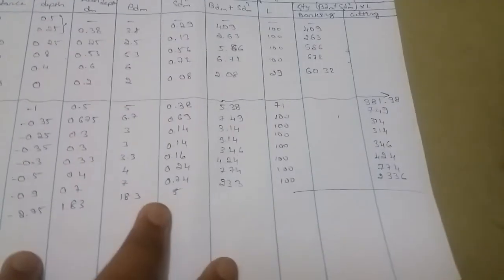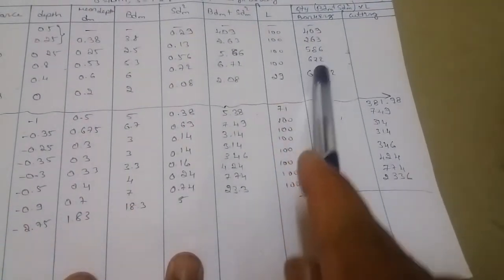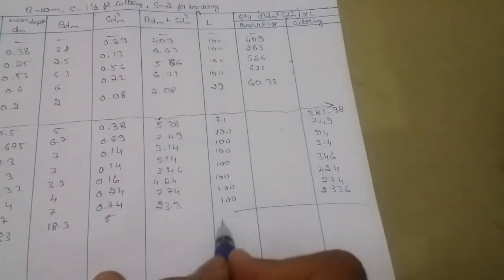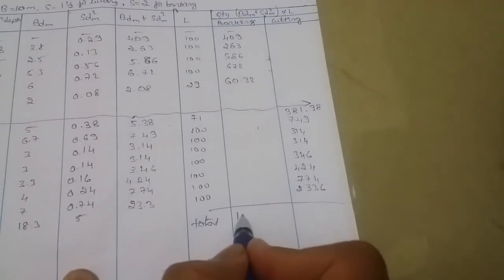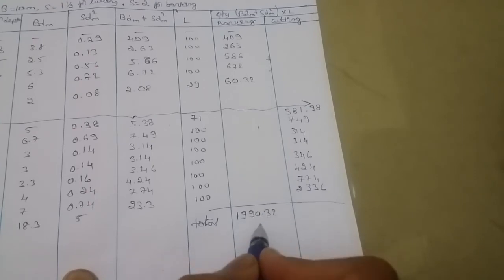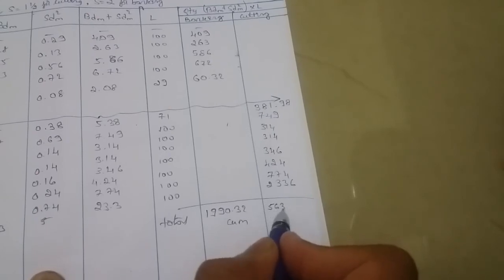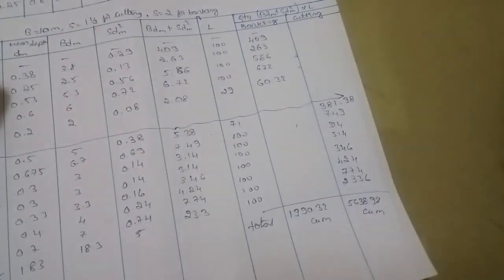So these are the values when you go on calculating. Now we'll take the total values in the banking and the total values in the cutting. If I substitute in the calculator, the total quantity you get is 199 cubic meter. Similarly for the cutting it is 5638.98 cubic meter.